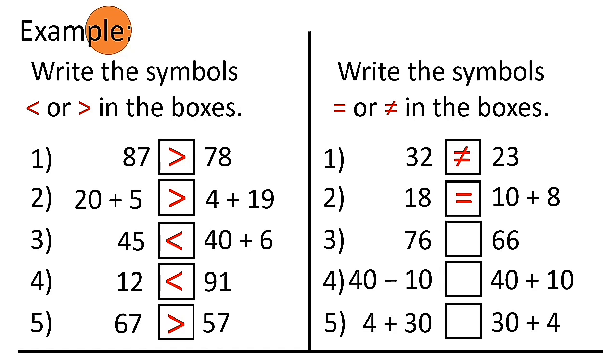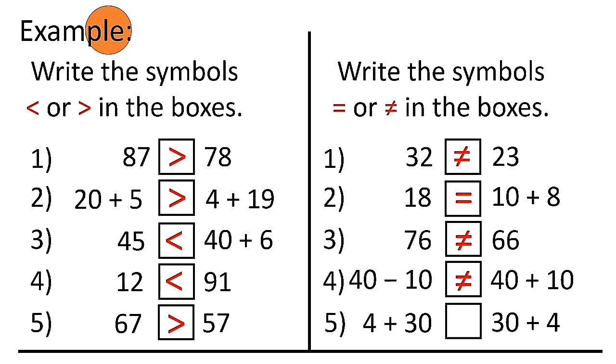Now number 3, 76 box 66. Yes, that's unequal. Okay. Now number 4, 40 minus 10 box 40 plus 10. Okay, what will be the sign here? Yes, that's unequal because 40 minus 10 is 30, and 40 plus 10 is 50. So that means they are not equal.